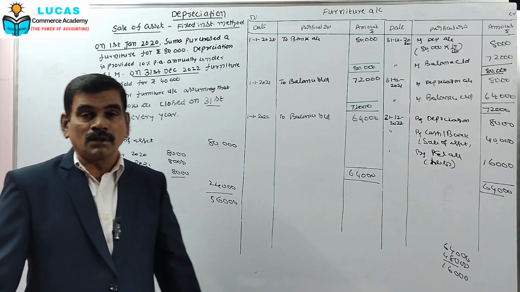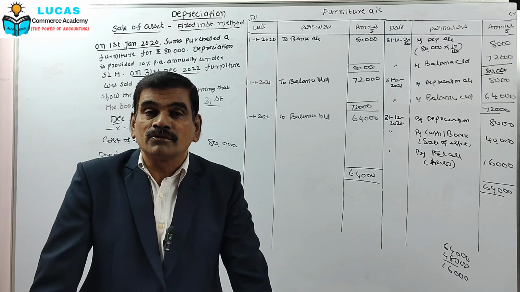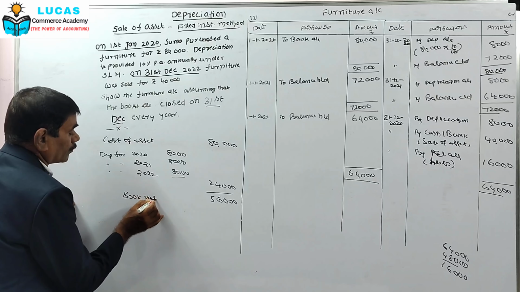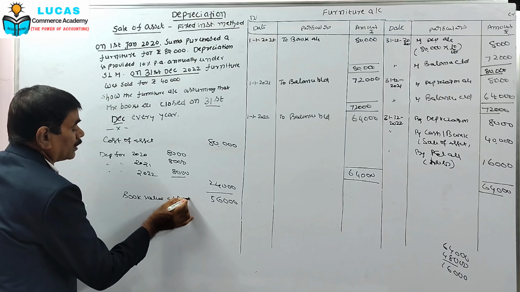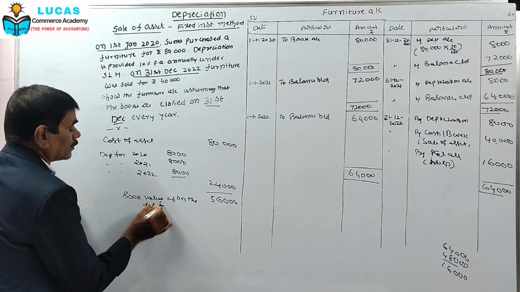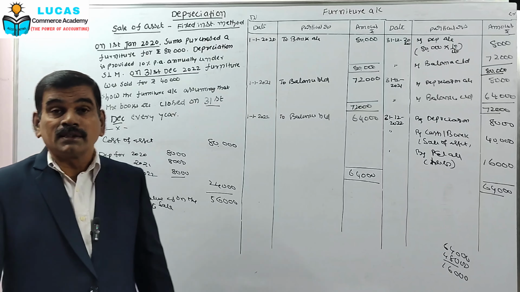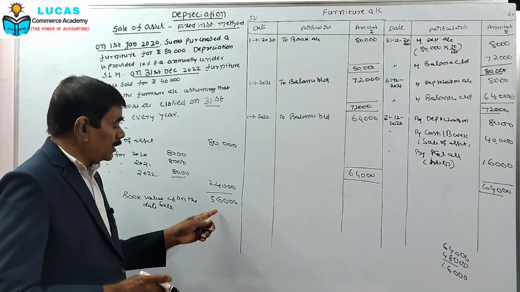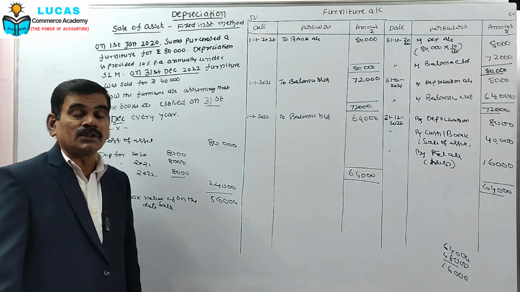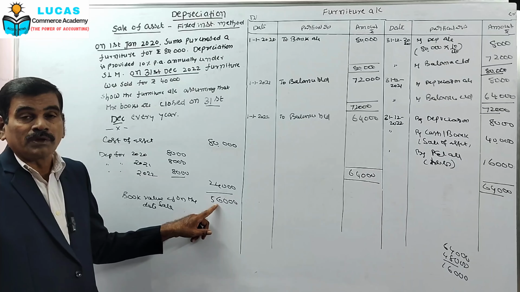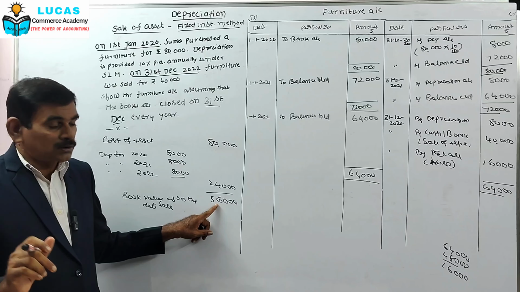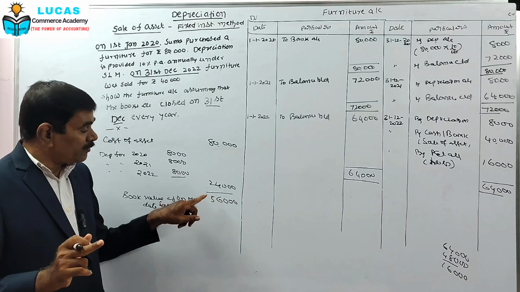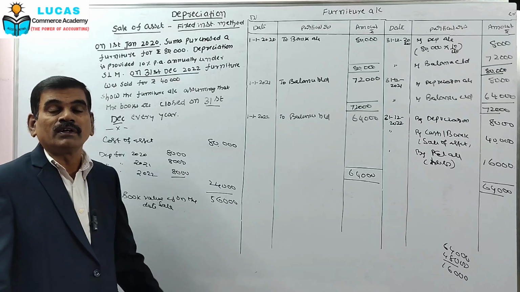So this 56,000 is the book value as on the date of sale, or the value just before sale. Just before sale, the asset value in our books is 56,000. So if the asset is sold for rupees 56,000, then no profit and no loss. If the asset is sold for more than 56,000, then profit. If the asset is sold for less than 56,000, then we get loss.